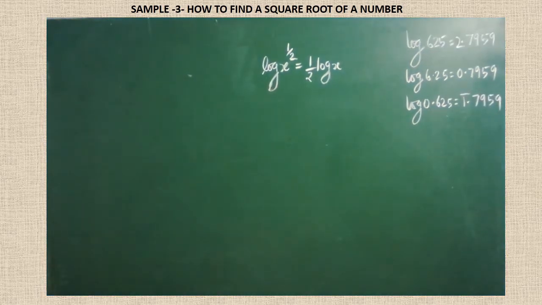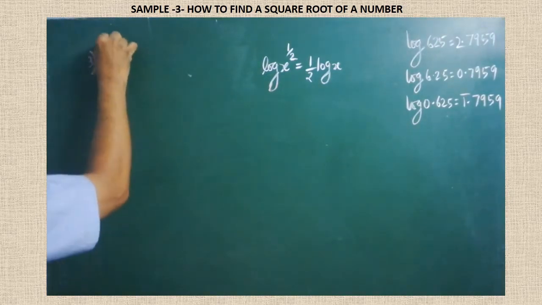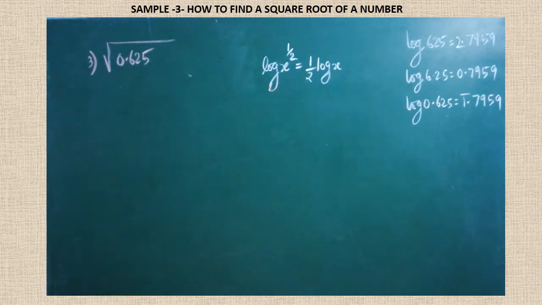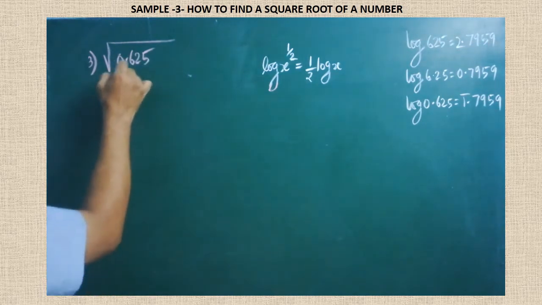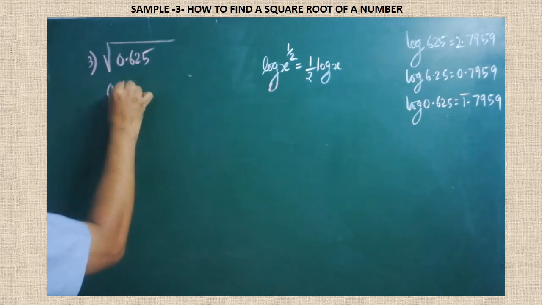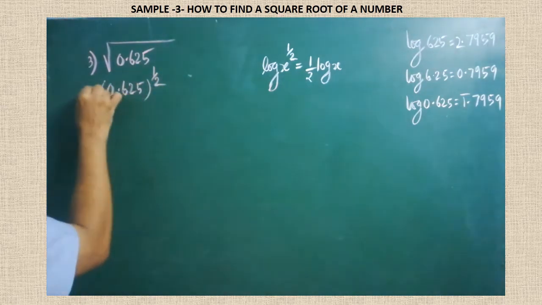Now I have taken the third number. The third number is square root of 0.625. How will you find it out? Very easy. This number can be written as 0.625 power of half. In that format we can write.